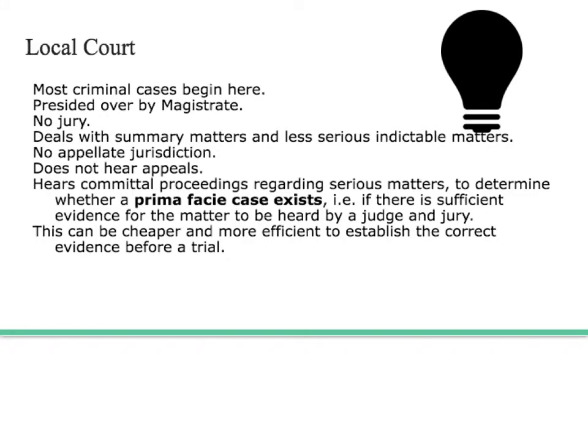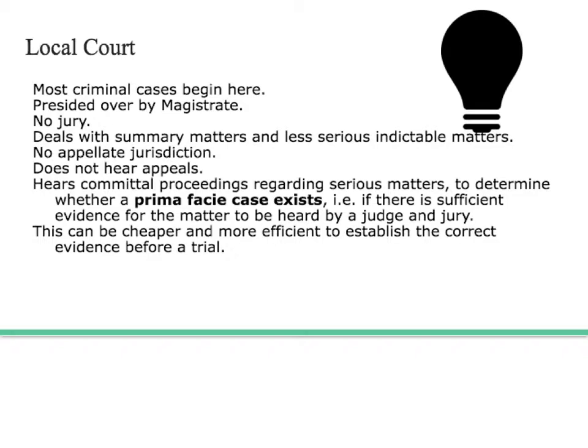So as we delve a bit deeper into the different roles of the different courts, the local court hears summary offences. Now, whether a defendant has a summary hearing or a trial by a judge depends on what type of offence he or she has allegedly committed. That is to say, whether it is a summary or an indictable offence. In practice, many less serious indictable offences are dealt with summarily, that is, without a jury.